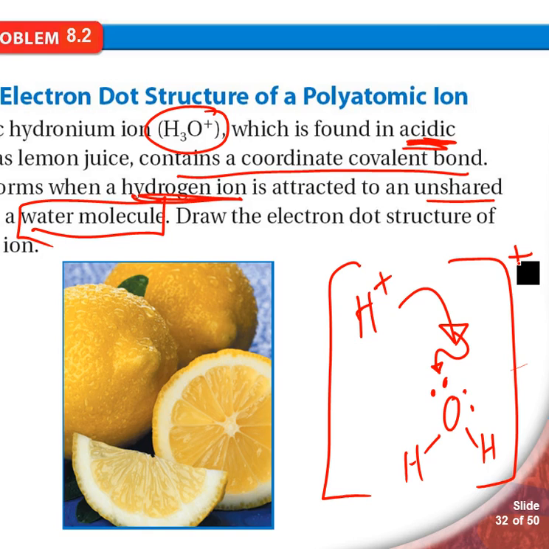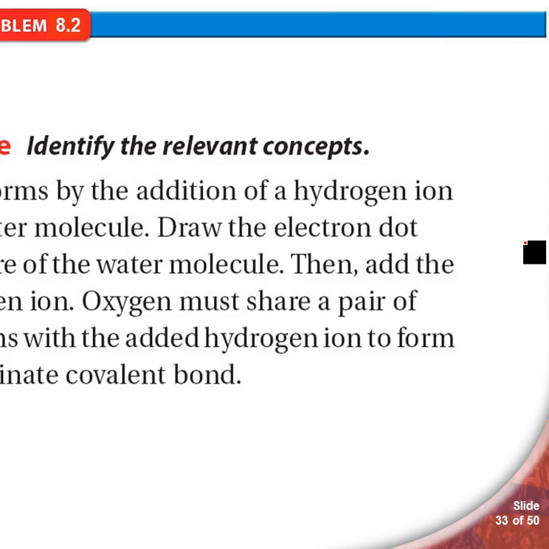All right. So now I'll show you what my answer is in a few moments. They actually have it drawn for you, so I'm not going to try to draw it right now because it's going to get messy. The H3O plus forms by the addition of a hydrogen ion to a water molecule. Draw the electron dot structure of the water molecule, then add the hydrogen ion. Oxygen must share a pair of electrons with the added ion to form a coordinate covalent bond. So the oxygen has to share some electrons because there aren't any other electrons for the hydrogen to use.